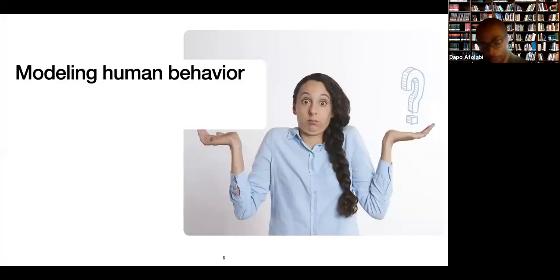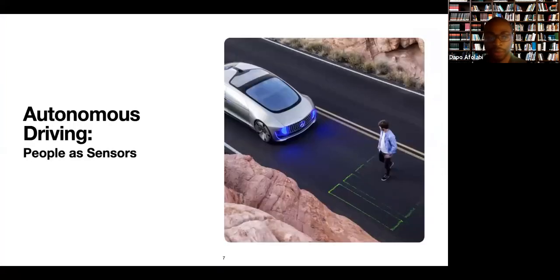So first we'll talk about modeling human behavior, as this is one of the use cases for data-driven approaches to perception. And in this, the application for this scenario is autonomous driving. So basically I've titled this part of the talk as people as sensors, and hopefully it becomes clear why this is the case. So the scenario we're going to focus on would be an intersection scenario.